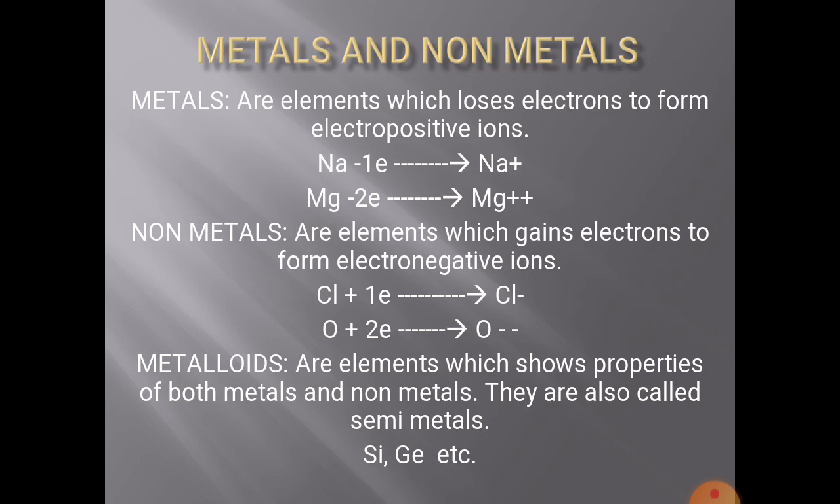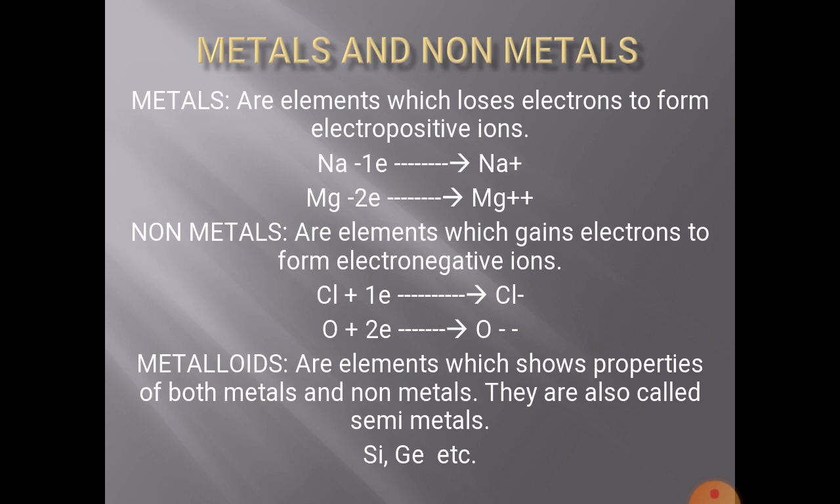What are non-metals? Non-metals are elements which gain electrons to form electronegative ions. Let's take one example, chlorine. Chlorine's atomic number is 17. Its configuration is 2, 8, 7. It needs one more electron to complete its octet. So chlorine gets that one electron and it becomes Cl-. Cl- is an electronegative ion.